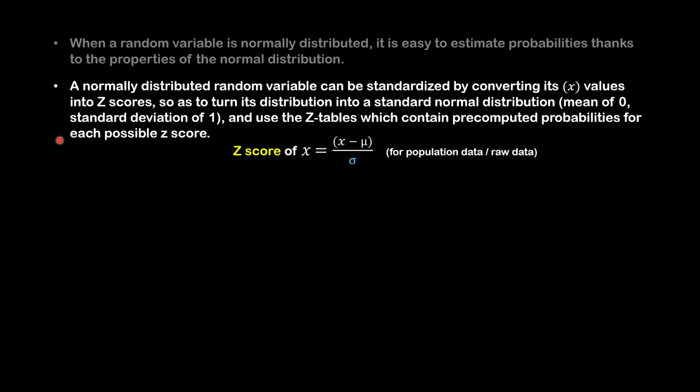And the z-score of a particular x value is calculated using this formula. So this is for population data. For sample data, it's a little different. We subtract the mean from a particular value of x, and we divide the difference by the standard deviation of the population. And a z-score is just a measure that tells you how many standard deviations a particular x value is away from the mean. For example, an x value with a z-score of 2.5 means that this particular x value is 2.5 standard deviations away from the mean.